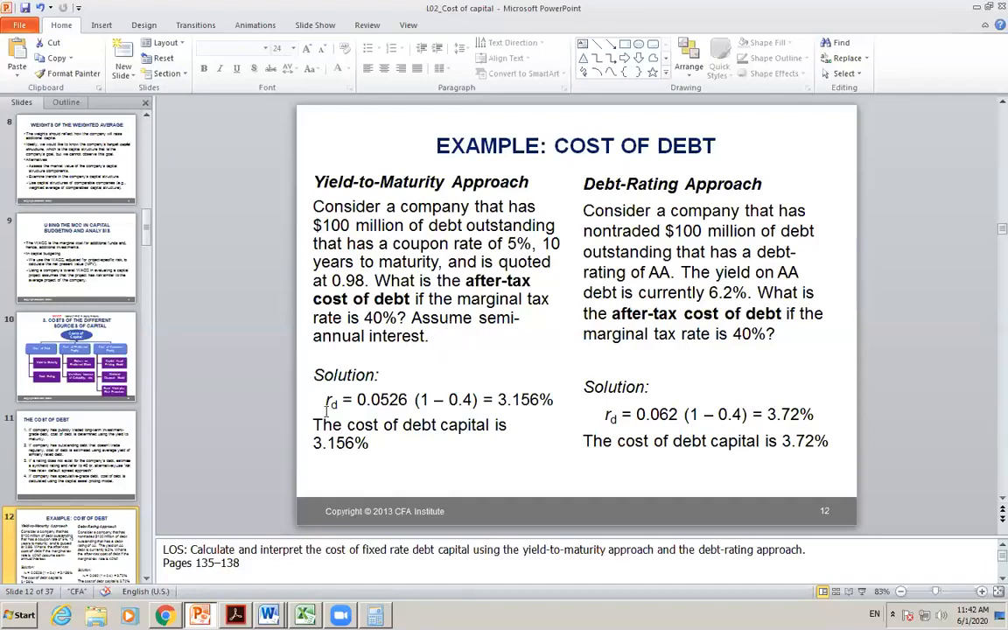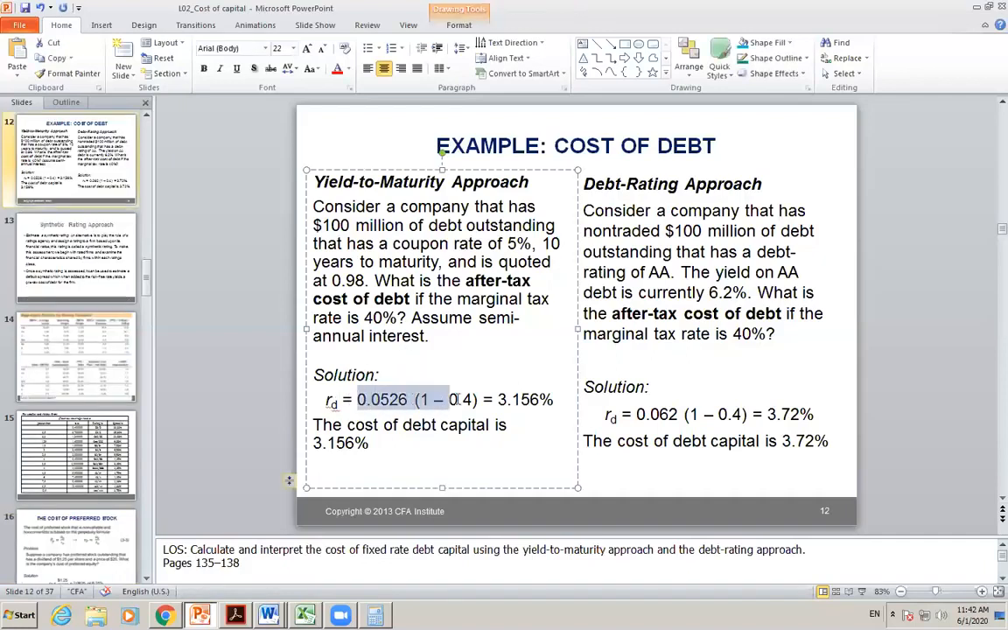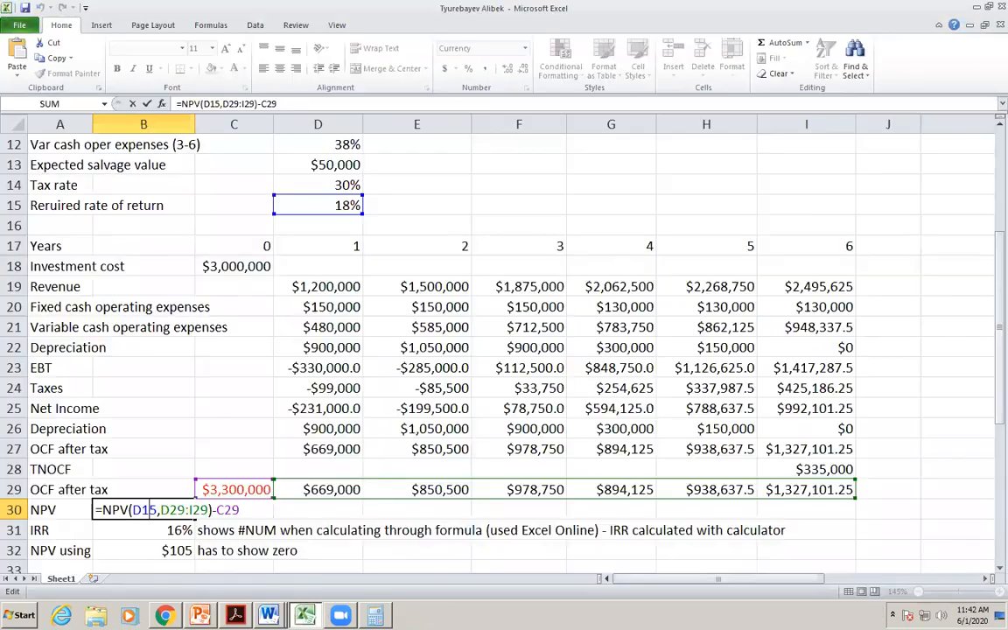So the cost of debt is calculated in the semi-annual way here, and it's tax adjusted, okay? It should always be tax adjusted. So this is how they calculate. This is how you calculate the YTM. And you should use the financial calculator or Excel to come up with the calculation of the rate. So I will demonstrate the question to you.